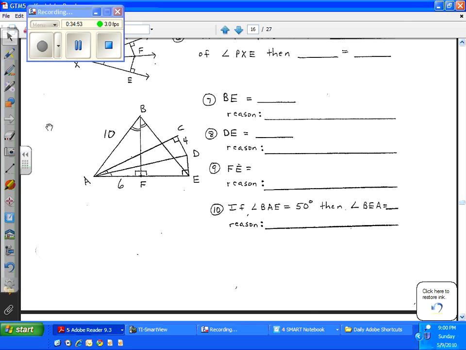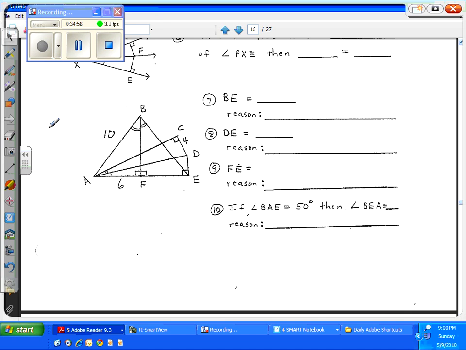BE. BE. How long is BE? Well, we've got that this angle is equal to this angle. And we've got that this is 90. And that's 2 out of the 4 things associated with an isosceles triangle and the isosceles triangle theorem.